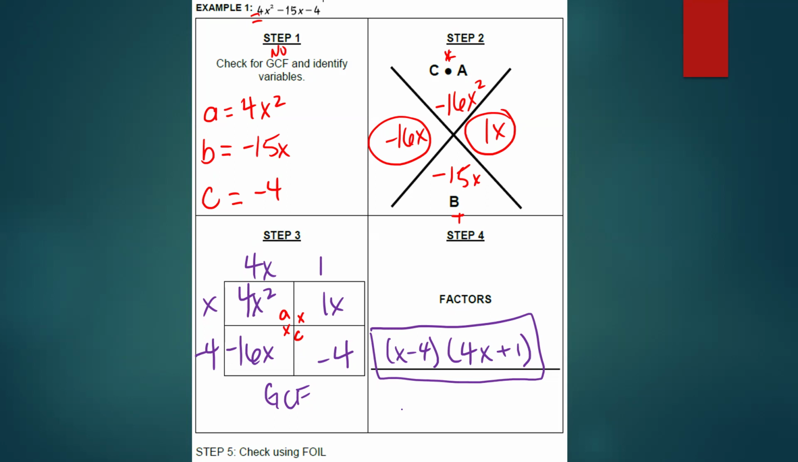A is always the term with your what? X squared. Your A is always your term with your x squared.